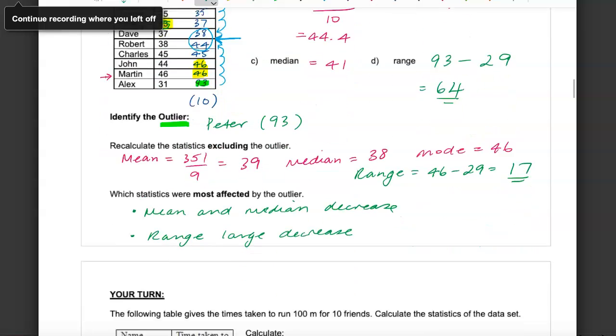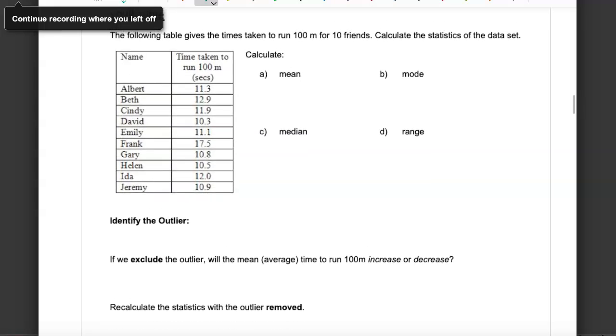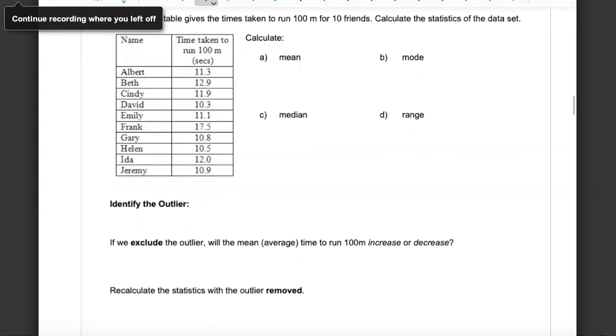So now it's your turn to examine some data where there is an outlier. I'd like you to pause the video again and have a look at the information about some students running the 100-metre race, given times in seconds. Have a look at the extreme score or the outlier, and then take that outlier out and have a look at what's going to happen to those statistics. Then you can come back and check your solutions.